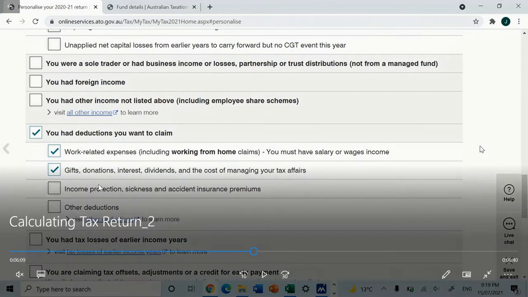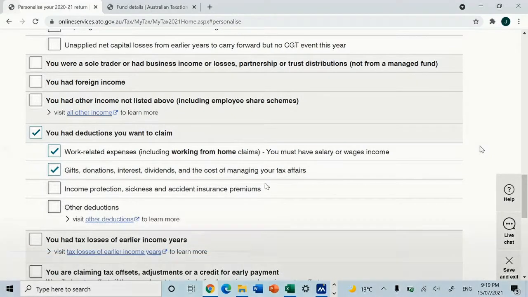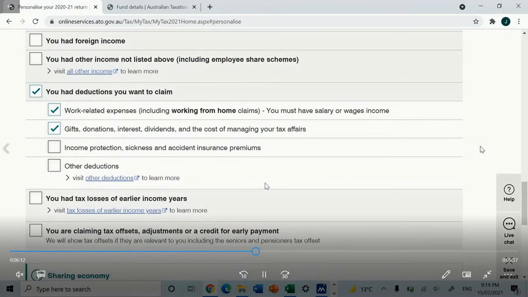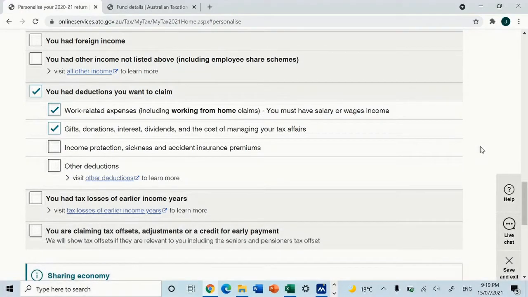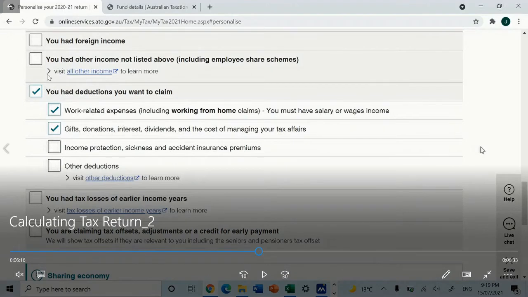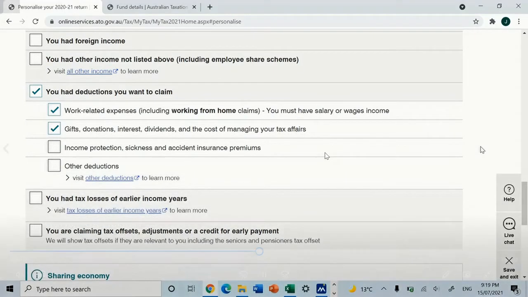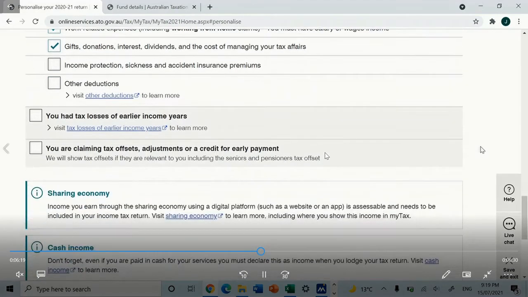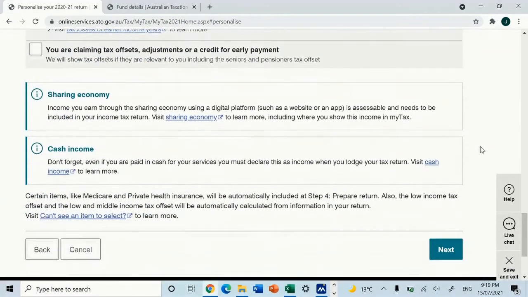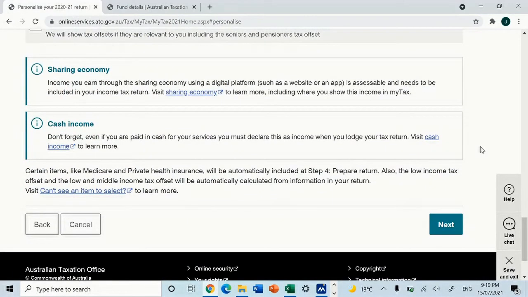Yeah, so I might need to click other deductions, although work-related expenses, gifts, donations. Yeah, no, I'm going to have to claim other deductions because that'll have my work clothing and whatnot. Unless that's counted in work-related expenses, but you can dig into that later. Tax losses of earlier years, no offsets. So that's basically what you have to pre-fill before you go into calculating your return, which will be on the next page.